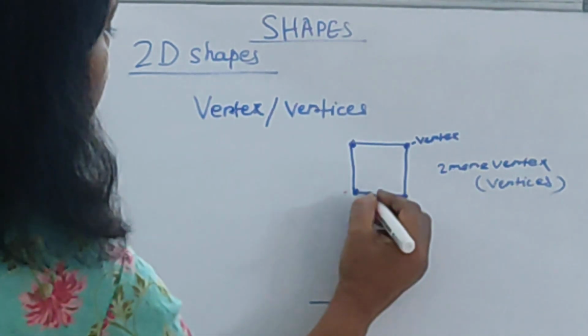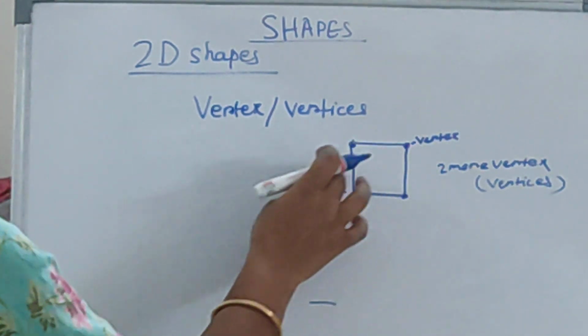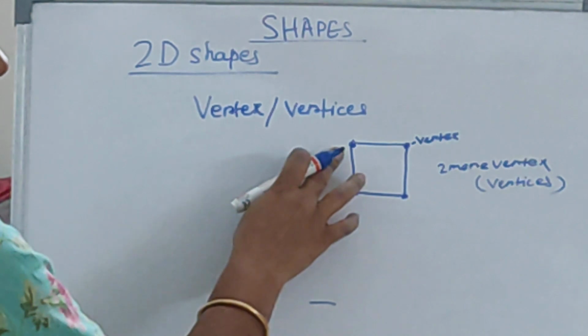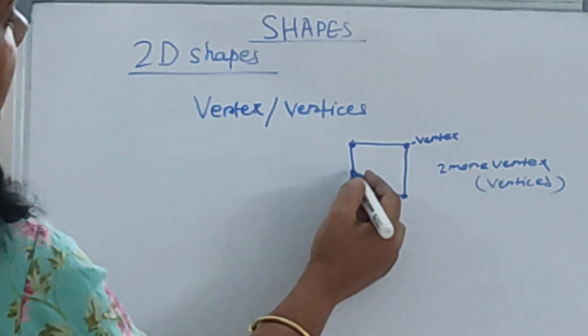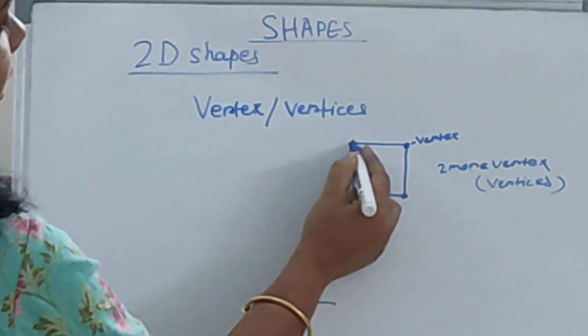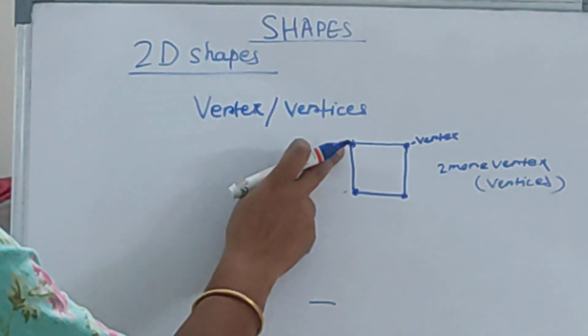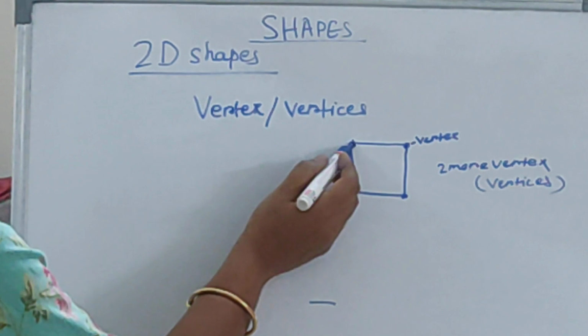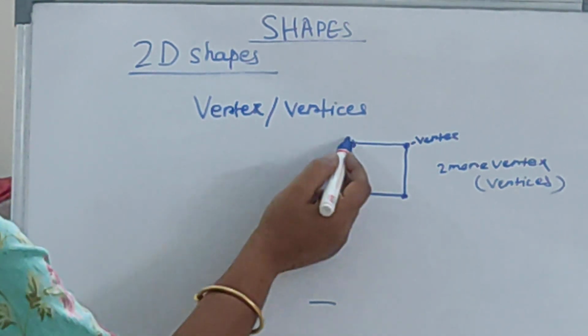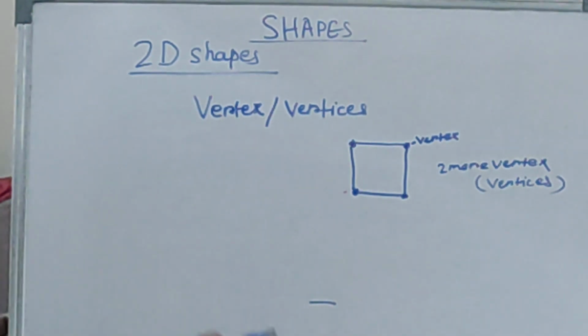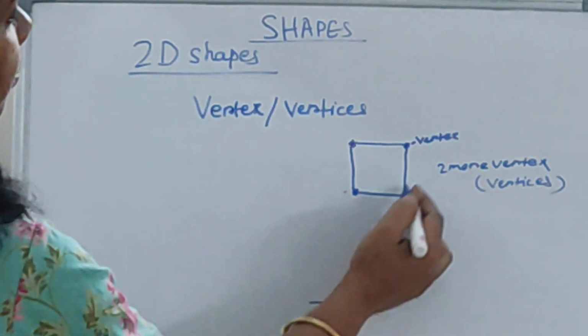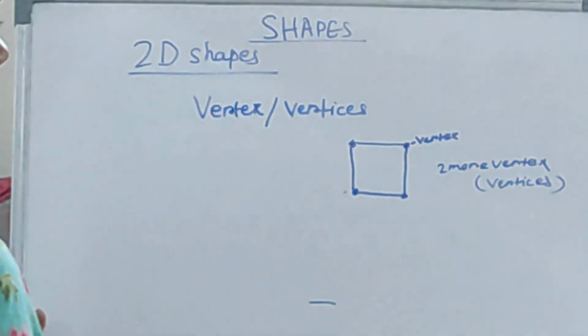So what are vertices? Vertices are the points where two or more line segments meet each other. Here, on this vertex, one line and two lines are meeting together. So this point is called a vertex and all these points are called vertices.